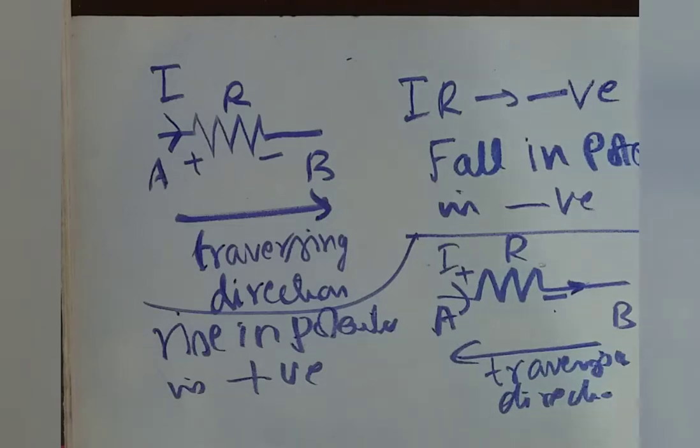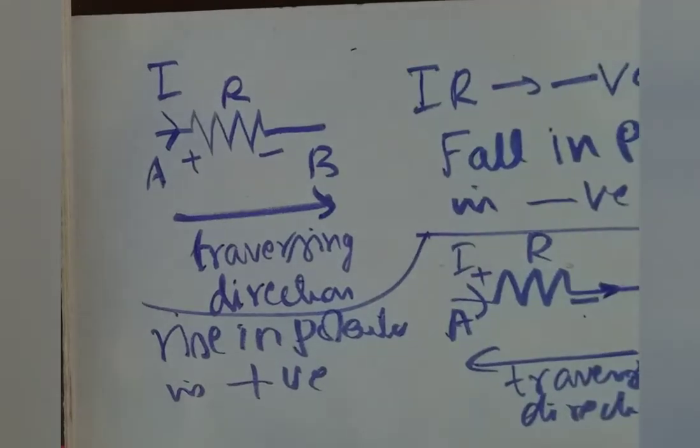Very simple idea. Fall in potential in the traversing direction is taken as negative. Rise in potential in the traversing direction is taken as positive. We just go through it for cells. Just observe. We go for the cells now.